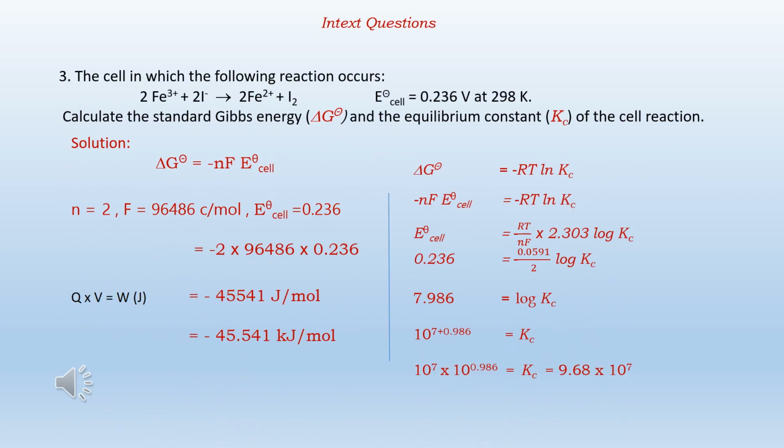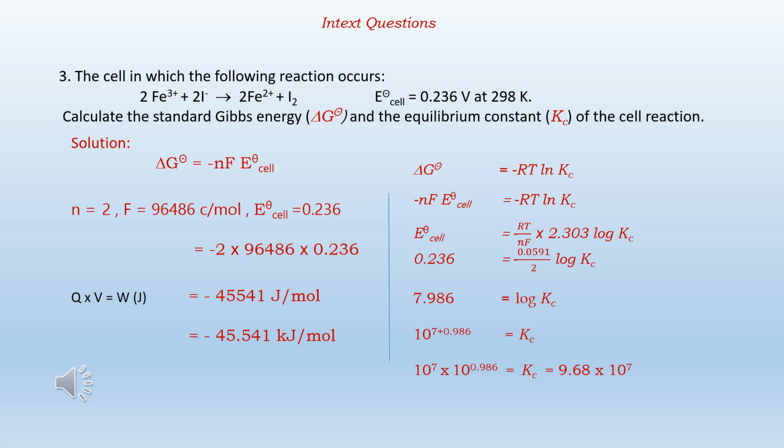The cell in which the following reaction occurs between iron and iodine, that is, ferric ion is converted into ferrous ion and iodide is converted into iodine. They have given the standard cell potential. They are asking for the standard Gibbs free energy, that is delta G naught, and the equilibrium constant Kc value. They are asking both things.